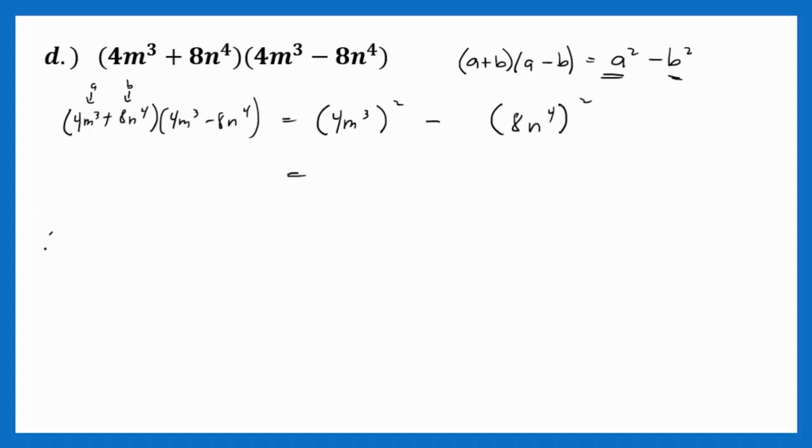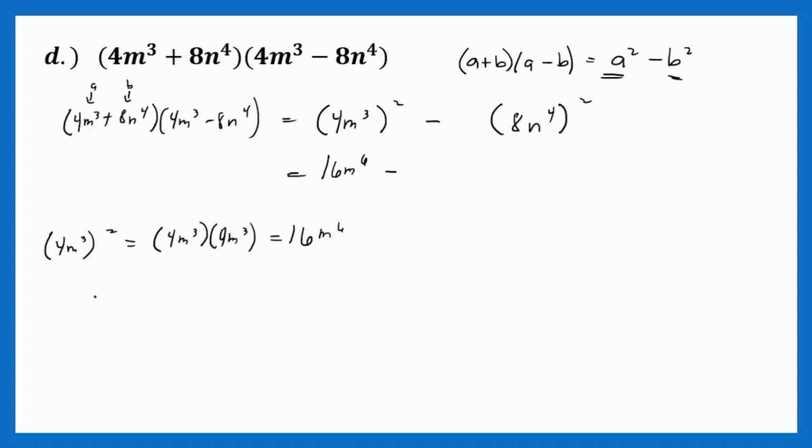Isa-isahin natin para mas clear sa inyo. 4m cubed squared, hindi yan basta ito times. Ibig sabihin nito times by itself. 4m cubed times 4m cubed. So, what is 4 times 4? Kasi number by number tayo. 16. M cubed times M cubed, ipa-plus mo lang yung 3 saka yung 3. So, we have M raised to 6. So, that's 16M raised to 6.